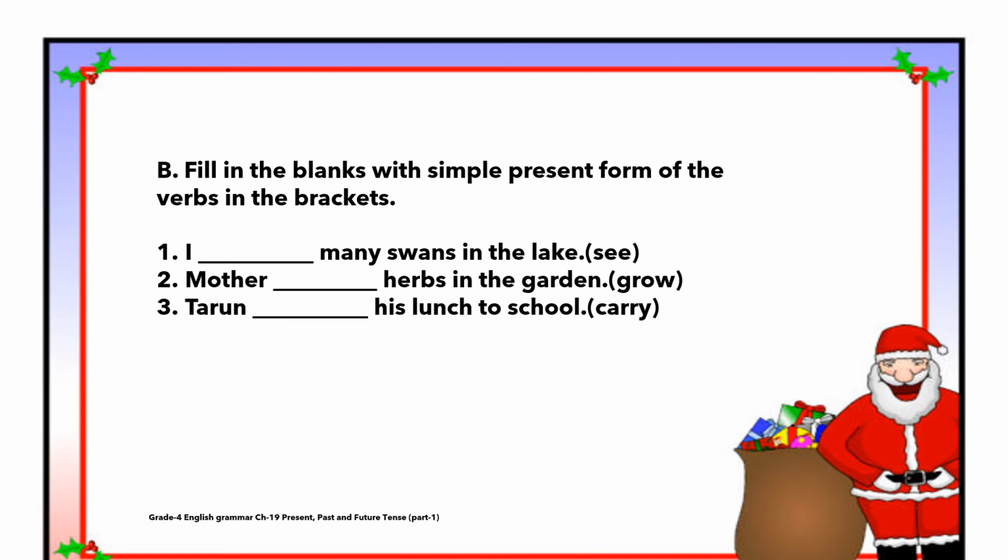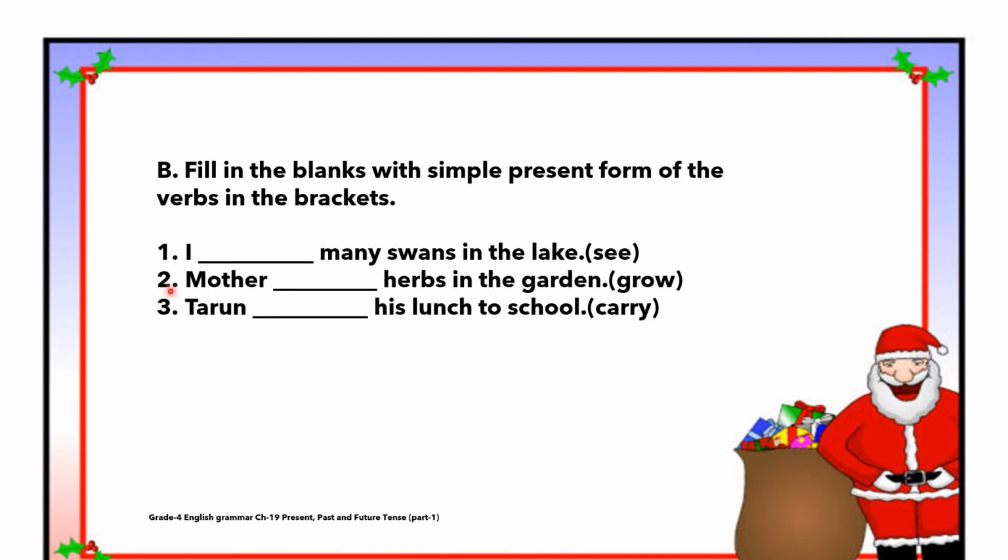Children, take out page number 68, exercise B. Fill the blanks with the simple present form of the verbs in the bracket. Children, you now know that we add s, es or ies to the verbs with simple present forms. And with plural subject, we will use plural verb. And yes, with I also, we will use plural verb or the base verb.